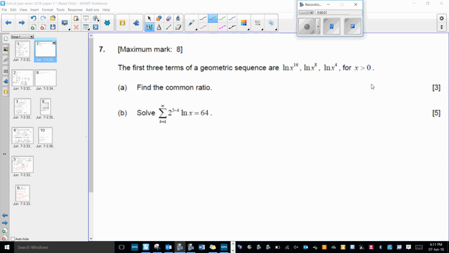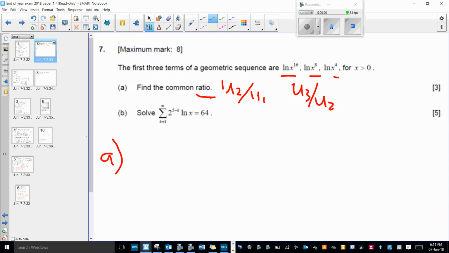So this question is a geometric sequence question. Find the common ratio. Now, whilst it looks unpleasant because we've got natural logs here, you've got to remember that the rules are still the same. To find the common ratio, it would be u2 divided by u1, or u3 divided by u2, and so forth. So I'm going to focus on u2 divided by u1, so that's ln x to the 8 divided by ln x to the 16.